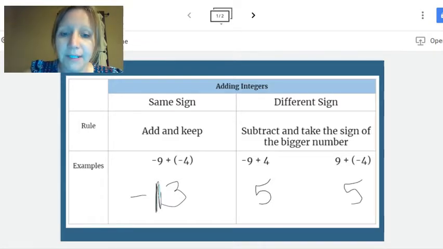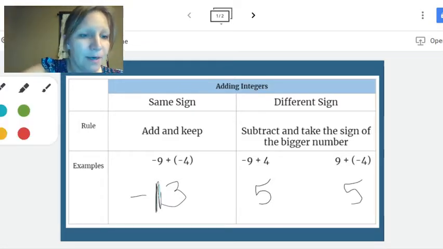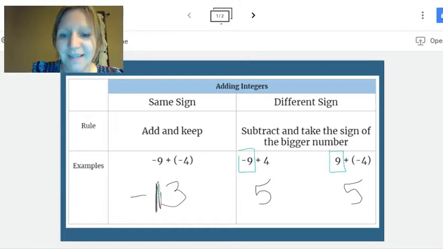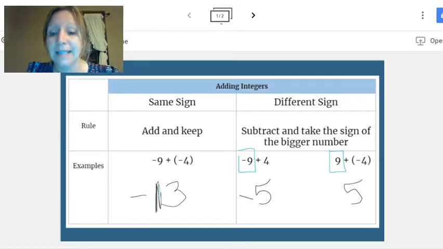And then in the first case, we look at the bigger number. The bigger number is 9 in both cases. In the first case, the 9 is negative, which means the sign of my answer also needs to be negative. In the second case, the 9 is positive, and since again it's the bigger number and it's positive, our answer is positive. So 9 plus negative 4 would give me a positive 5.